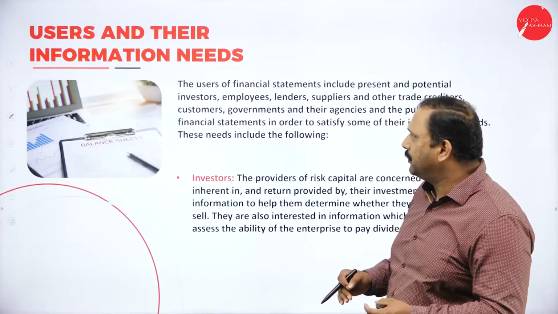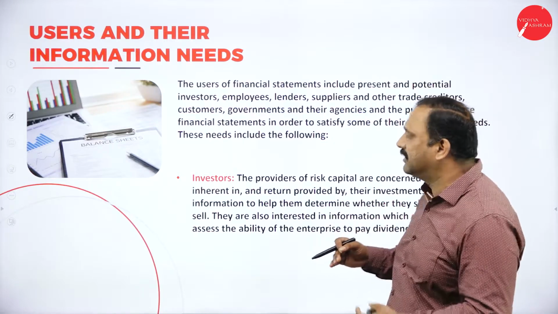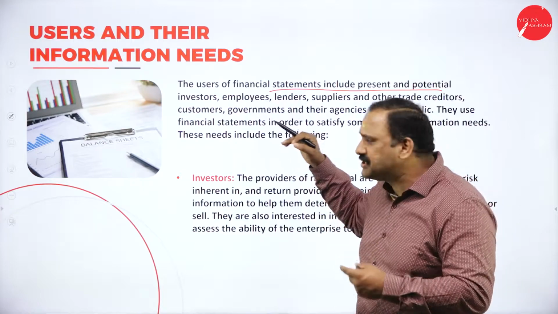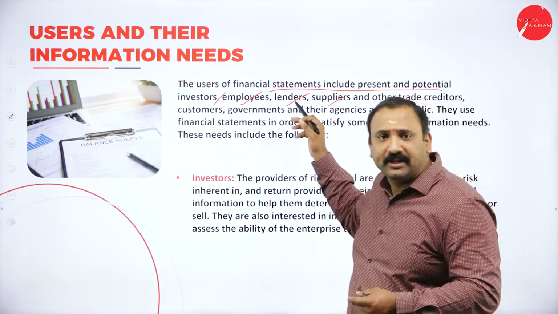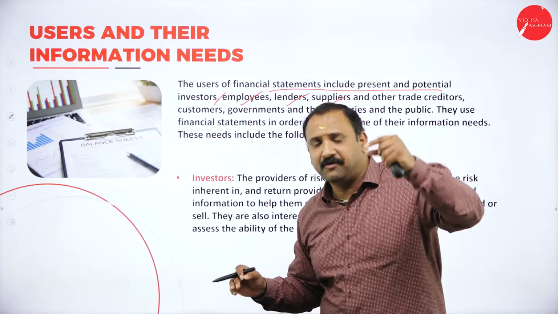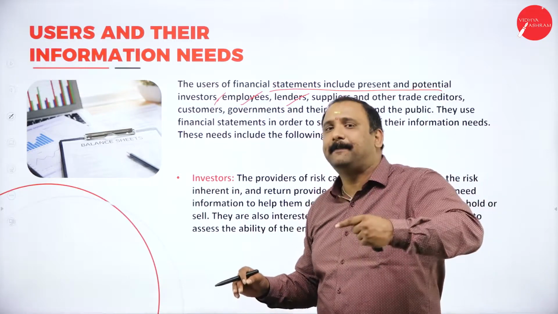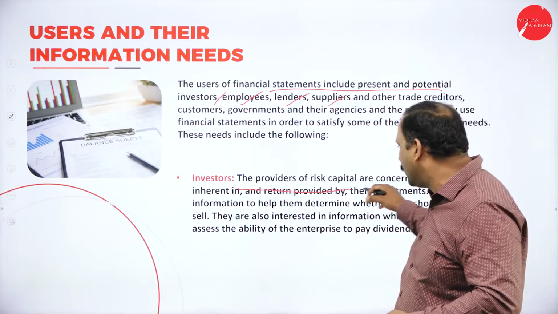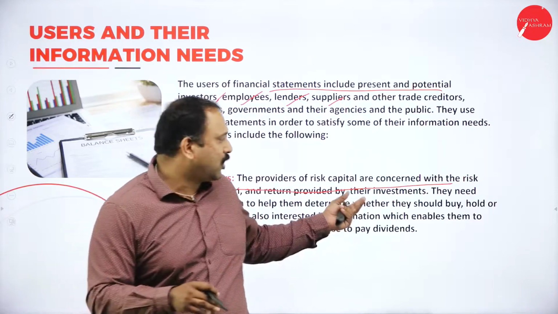Now, moving forward, let's try to understand the information factor here very clearly. The users of the financial statement include potentially investors, employees, lenders, suppliers. So many people are there, including the customers and the government. Let's try to understand from the perspective of each of these people, what is their ideology, how do they interpret the financial statement. Starting with the investors, they are the people who are going to provide capital, and they are concerned with the inherent risk that is involved with the business.